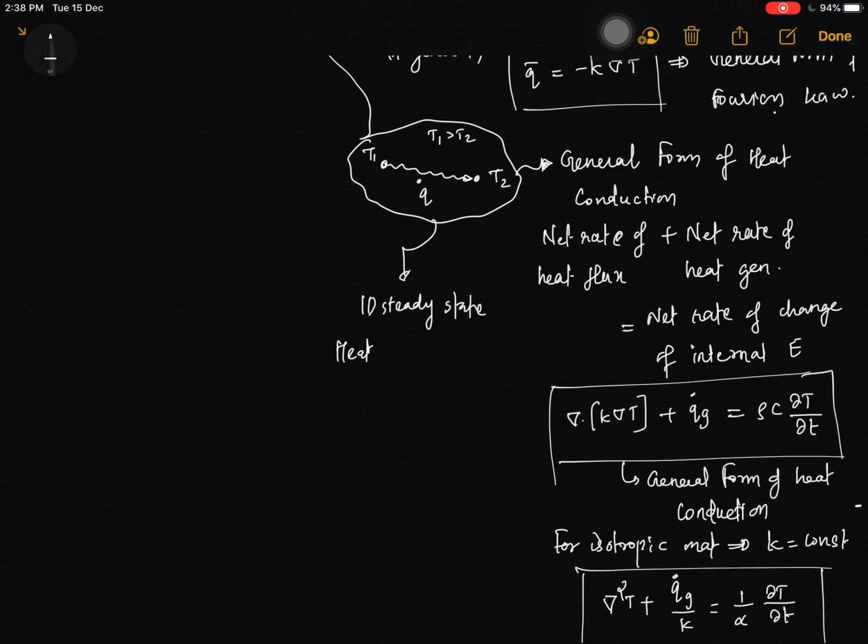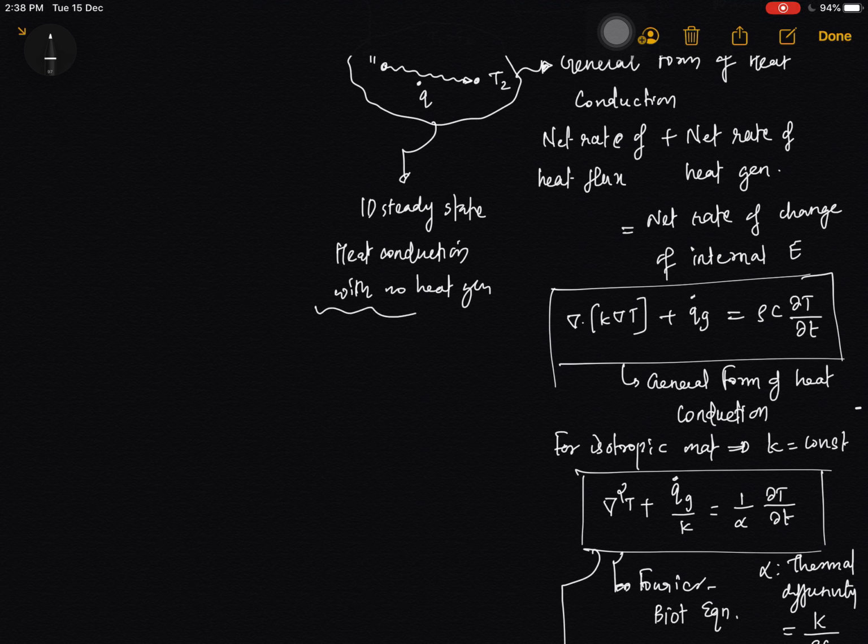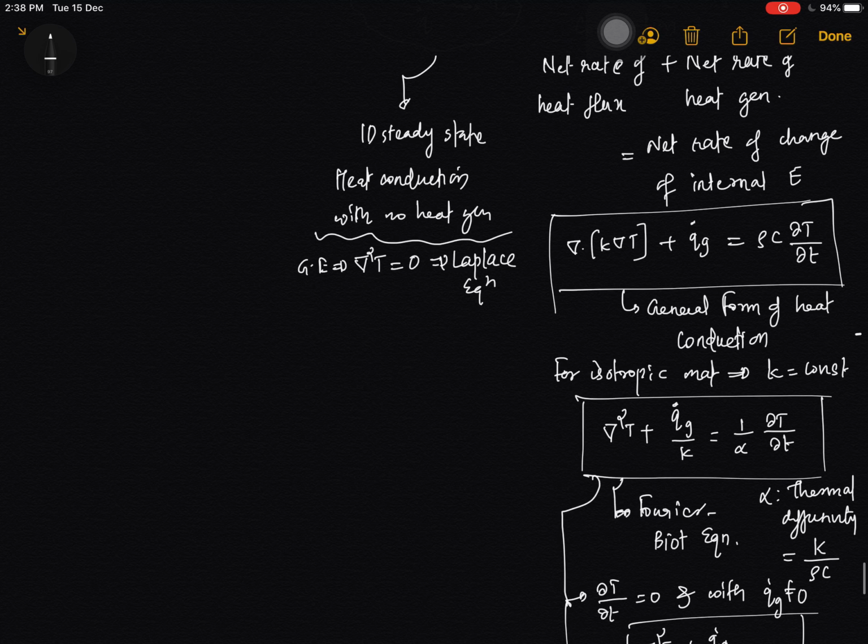So next in the conduction we have studied one-dimensional steady state heat conduction with no heat generation. In this particular case we studied many geometries through which one-dimensional heat conduction is occurring, and for this case the governing equation was the Laplace equation, that is del square T is equal to 0, which is the governing equation.